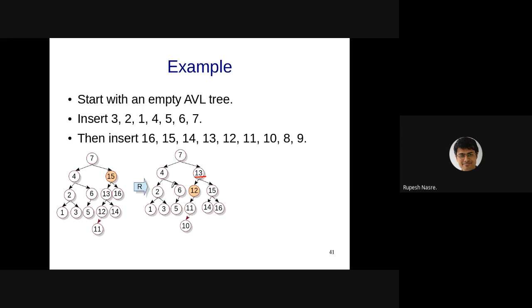You can figure it out, that when this rotation happens, then 13 will become the root, 15 will be on its right side, and 13's right child, which is 14, will be adopted as 15's left child, right? So that is what is going to be the case. Okay, so that was insertion of 11.